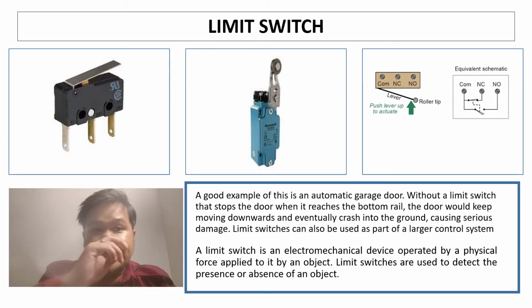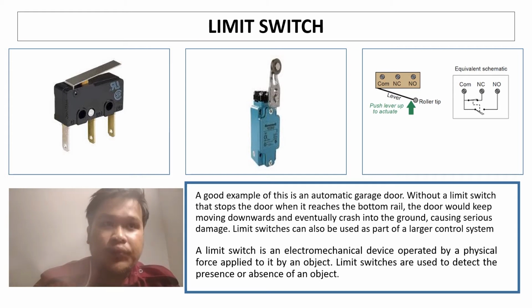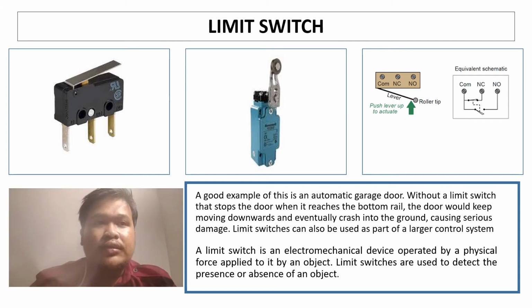Second switch is limit switch. A limit switch is an electromagnetic device operated by using a force applied to it by an object. Limit switches are used to detect the presence or absence of the object. These switches were originally used to define the limit of travel of an object, and as a result they are named limit switch.